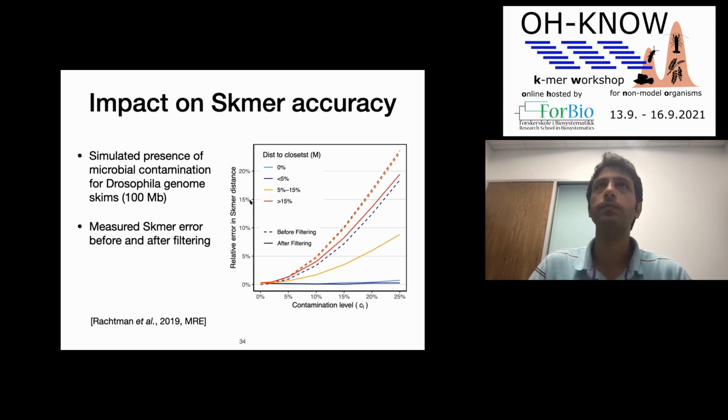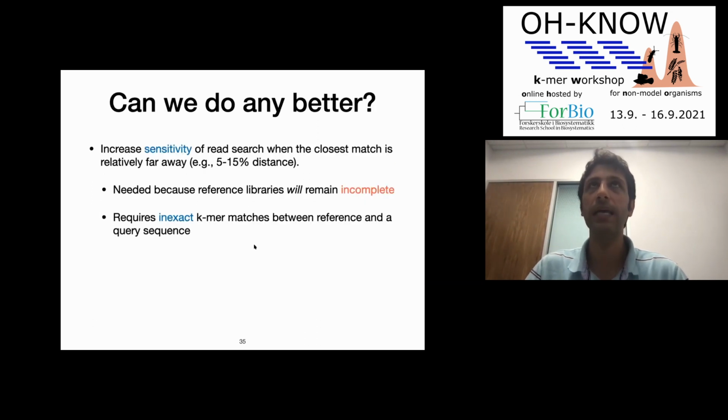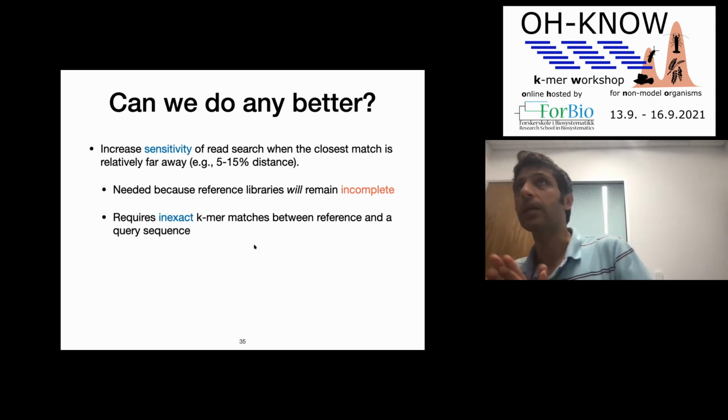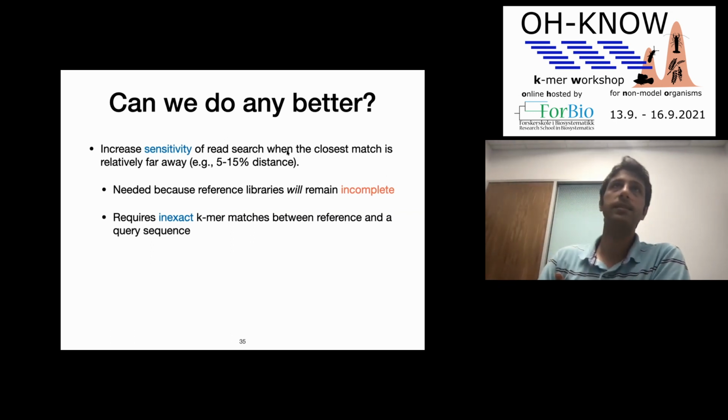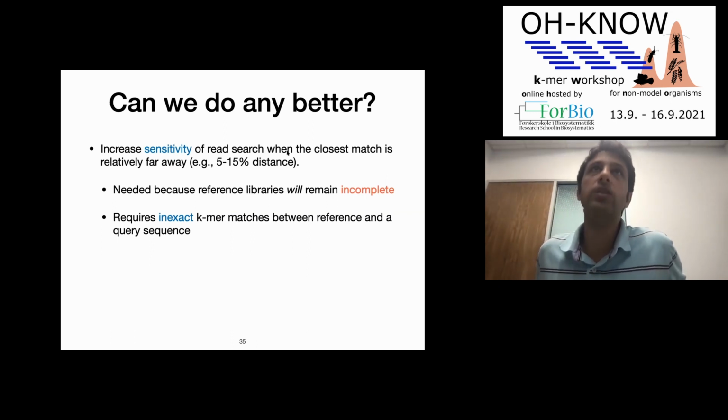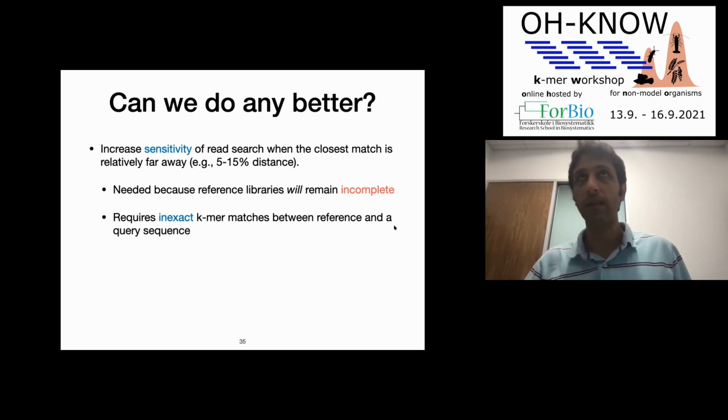So that's where we are with Kraken 2. Now let's see if we can do any better. Can we increase the sensitivity in the 5 to 15% range? This is important because reference libraries are going to remain incomplete for things like bacteria that are very diverse.